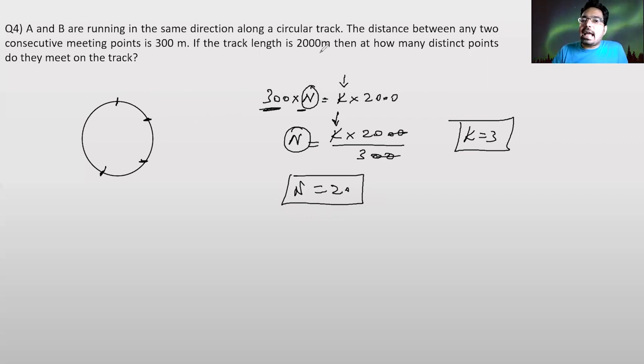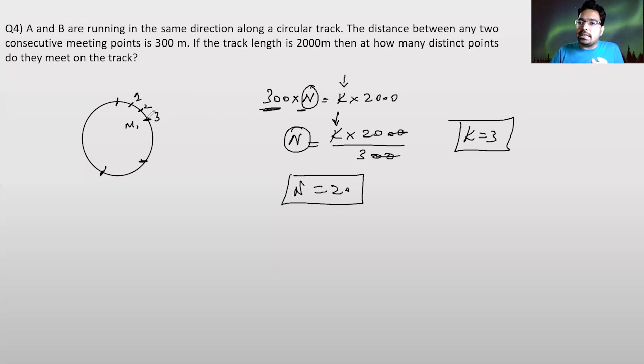That means every part will be of 100 meter. But first meeting was after 300 meters. So there will be a point over here, there will be a point over here. But this point will be their first meeting point. Third point will be their first meeting point. So just give me a second, I'll better clarify this. This is the value m1. Now this is point 1, this is point 2, this is point 3.